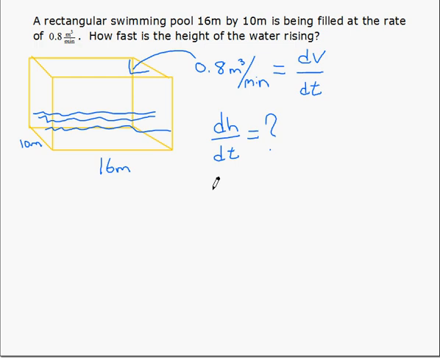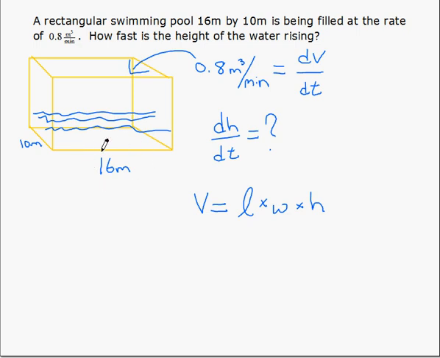This question has more fixed values than questions we've seen in the past, so we'll actually be able to use the 10 and the 16 to make this a little more straightforward. First, we need an equation for the volume, and we need to relate the volume to the height. So the volume of a rectangular prism is the length times the width times the height. Now, if we differentiated here with respect to time, we'd have to remember the product rule. Each piece we'd have to assume at that point would possibly change with respect to time.